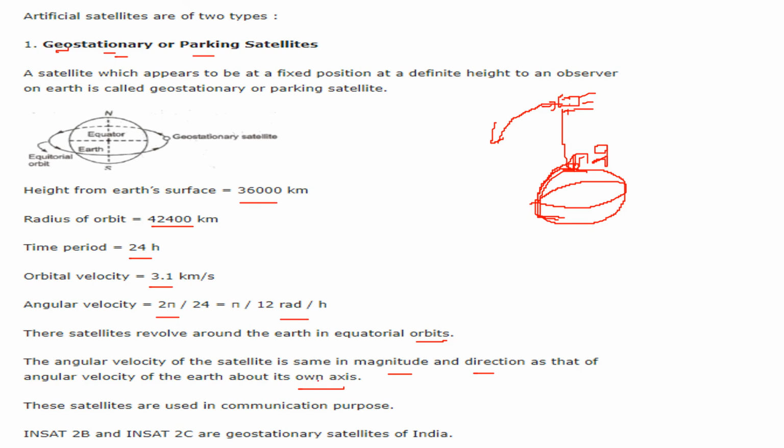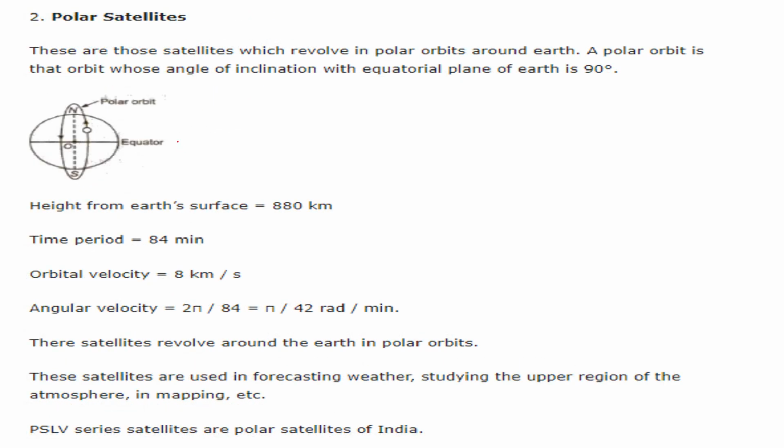These satellites are mostly for the communication purpose. For example, if you happen to know about INSAT 2B, INSAT 2C, these are geostationary satellites of India. Polar satellite. Now, as we just saw that the geostationary, they are moving on an equatorial orbit like this.